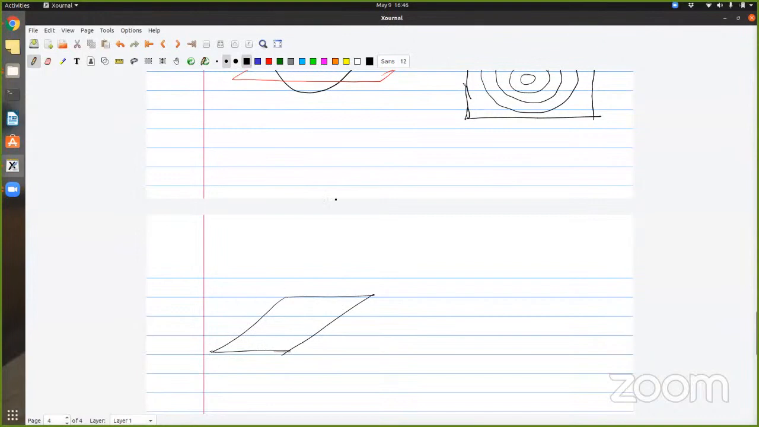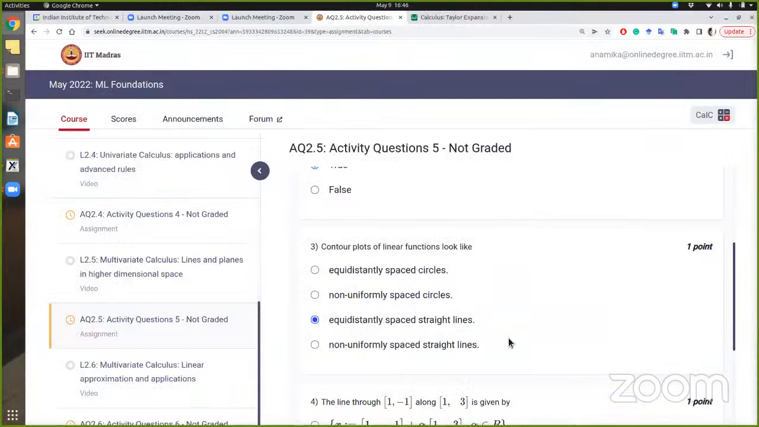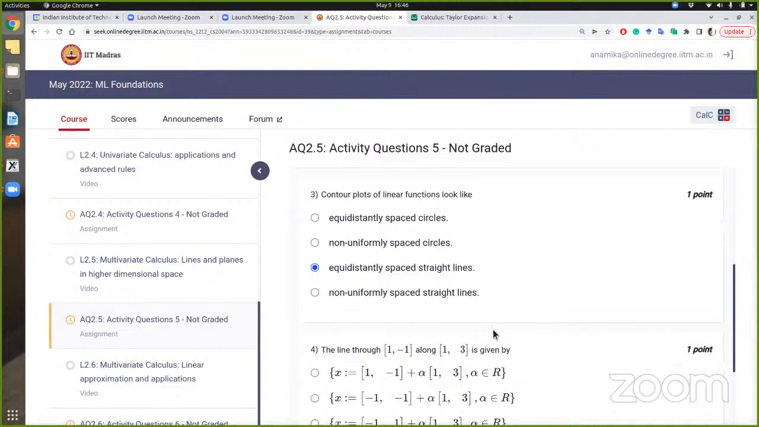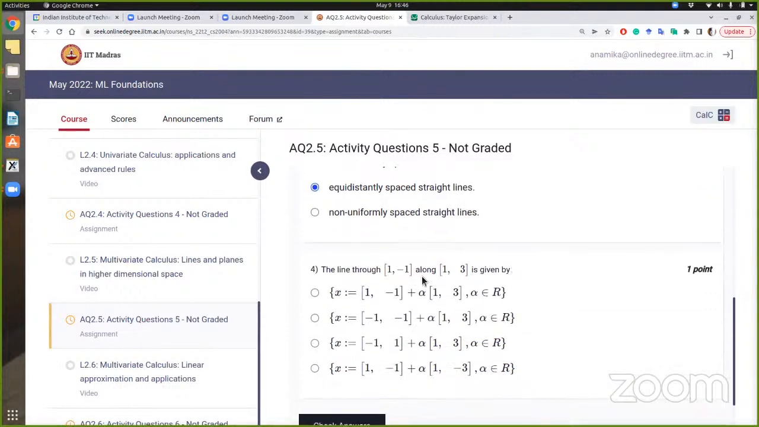Again imagine the discs. What kind of contour plot would there be? Straight lines. Whatever you get depends on where the discs cut the function, and wherever it cuts, that is the shape. I hope this visualization is clear to you. So there will be equidistantly spaced straight lines. Is that clear to everyone? Yes, ma'am.